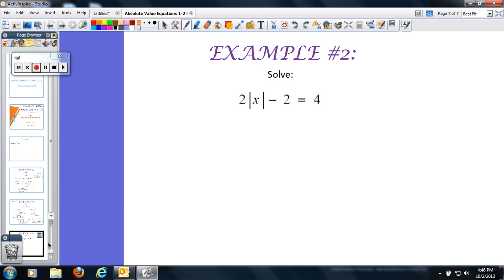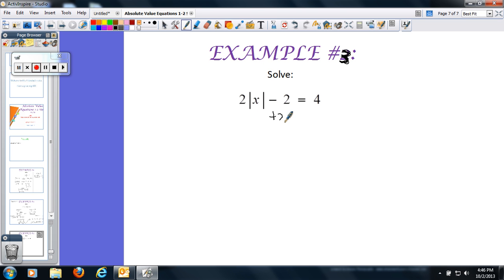Example number 3, you see that we have stuff outside the absolute value, and there happens to be nothing inside on this one. You can have problems where there is something inside, but for this example, there is nothing inside. So now I have to get rid of the stuff outside first.